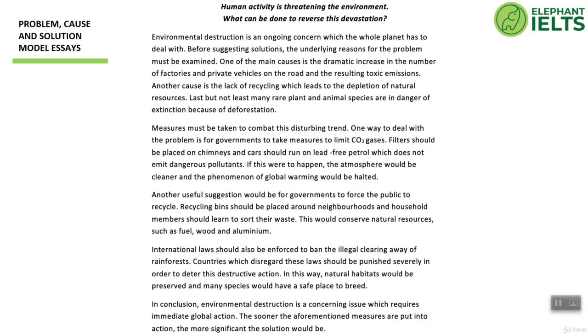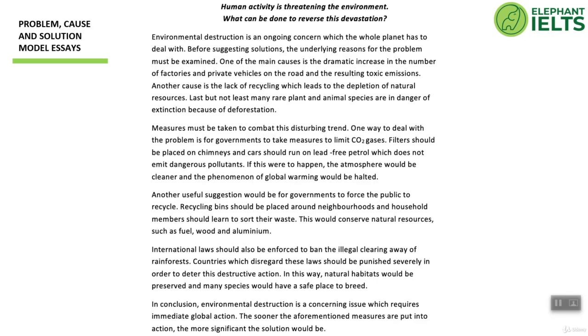For the third solution, we begin. International laws should also be enforced to ban the illegal clearing away of rainforests. So you see this sentence combats the third cause in the introduction. Countries which disregard these laws should be punished severely in order to deter this destructive action. So it explains the topic sentence and the result. In this way, natural habitats would be preserved and many species would have a safe place to breed. So the 3-sentence structure for all main body paragraphs.